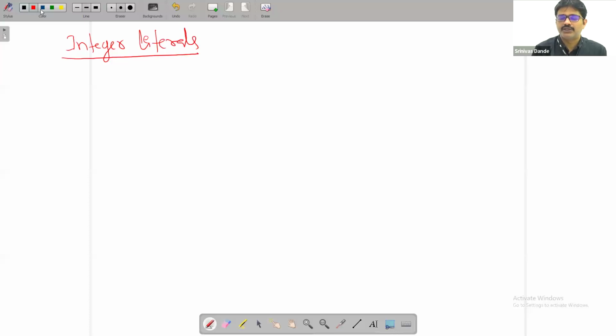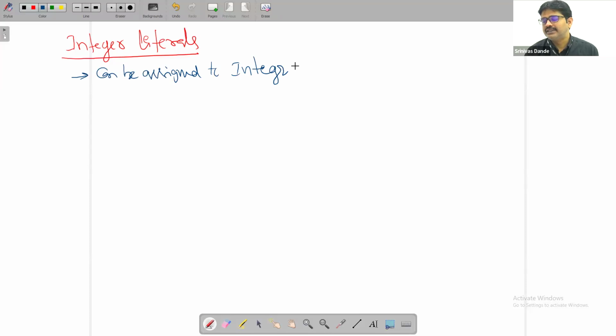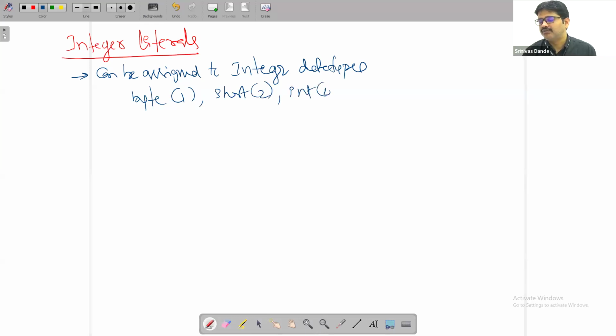Integer literals can be assigned to any of the integer data types. How many integer data types do we have? There is byte, which takes only 1 byte. Short takes 2 bytes. Int takes 4 bytes. And long takes 8 bytes.